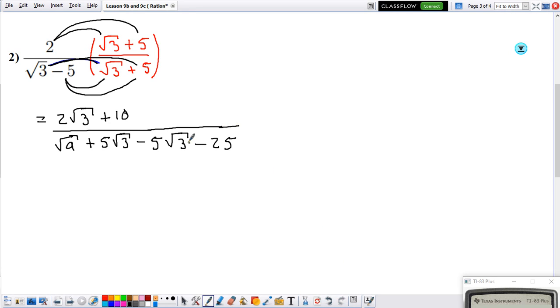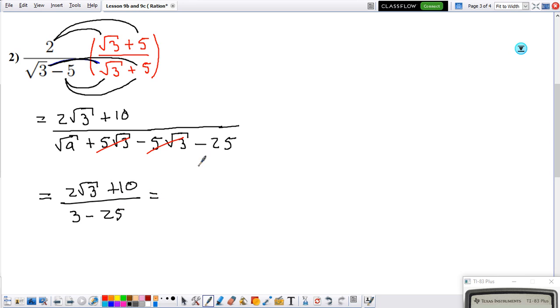Okay, so now let's see. What do you notice in the denominator here? Notice here that the square roots are going to cancel out. 5 square root of 3 minus 5 square root of 3 will cancel out, because anything subtracted by itself is always 0. And notice that square root of 9 is just 3. So let's just rewrite this as 2 square roots of 3 plus 10, divided by square root of 9, which is 3, minus 25.